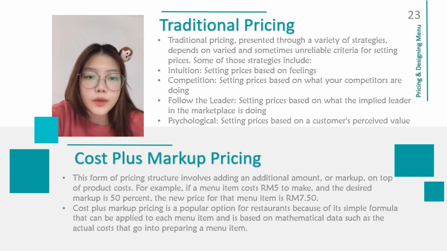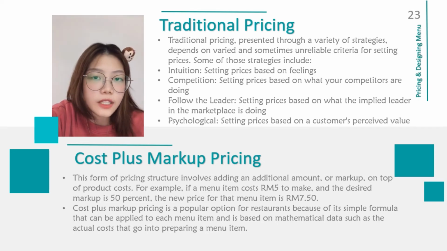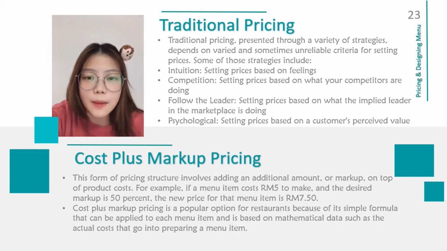The second type of pricing is cost plus markup pricing. This form of pricing structure involves adding an additional amount, or markup, on top of product costs. For example, if a menu item costs 5 to make and the desired markup is 50%, the final price we get is 7.50. Cost plus markup pricing is a popular option for restaurants because it is simple and can be applied to each menu item.